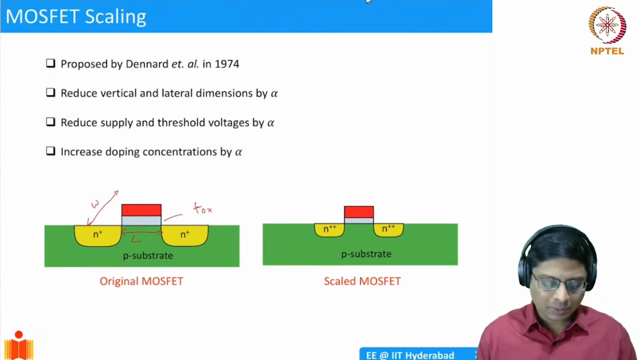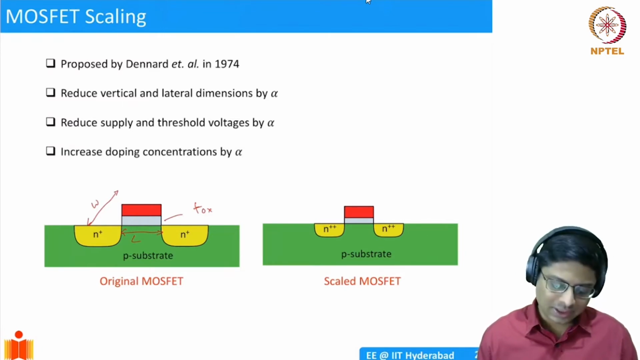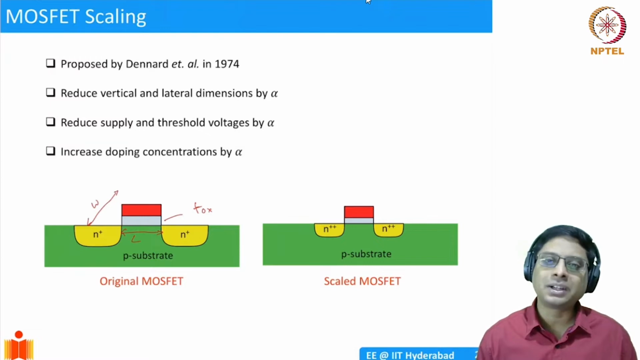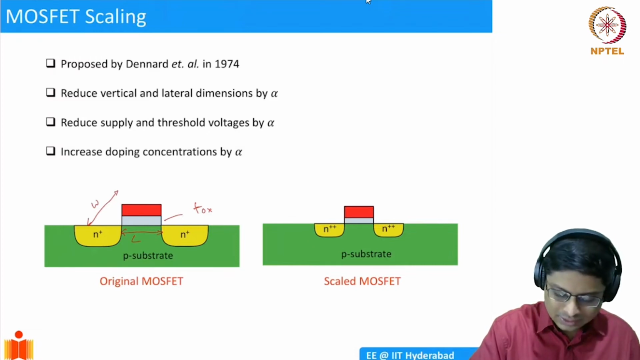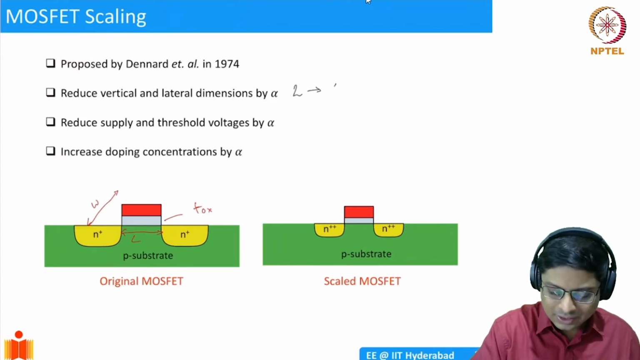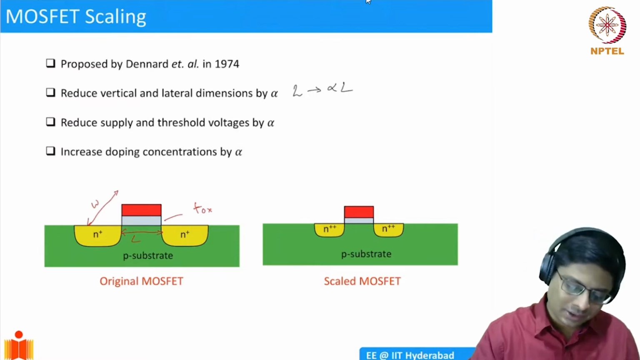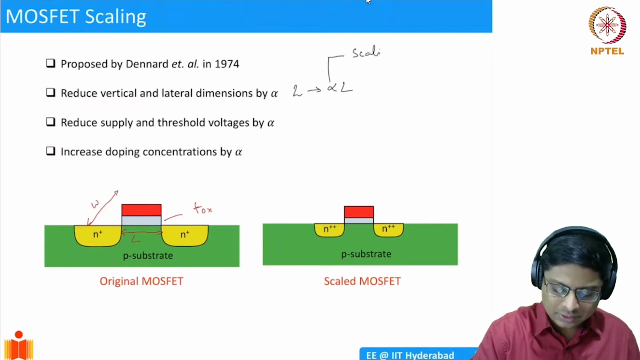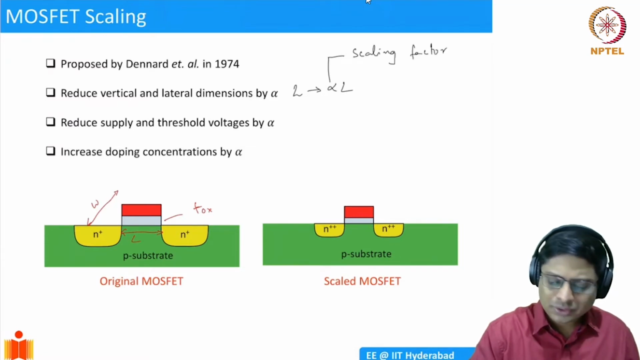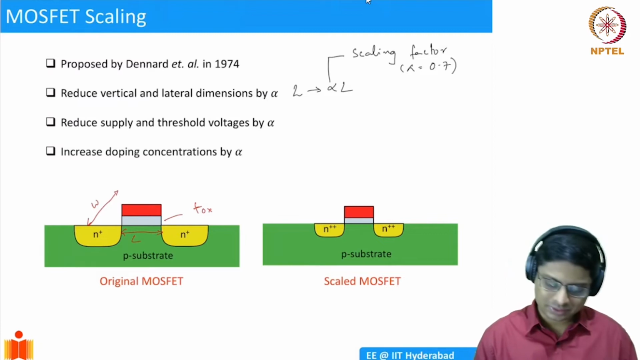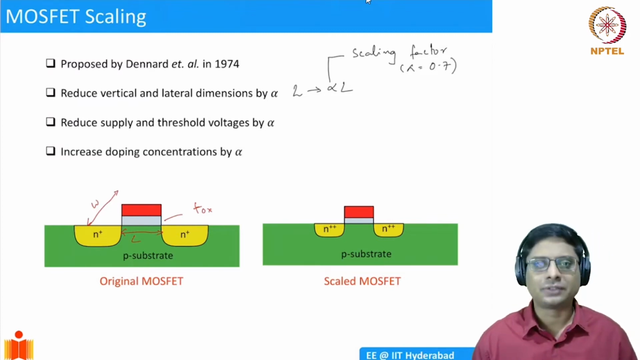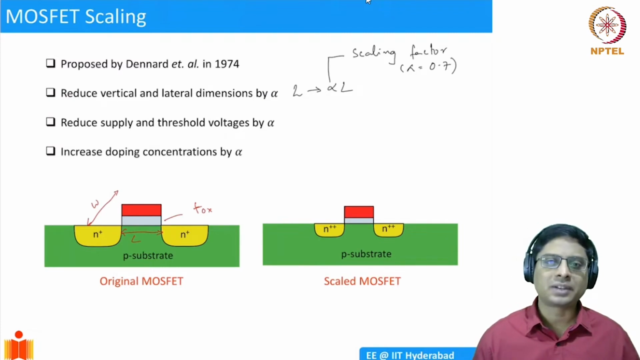So what Dennard proposed in 1974 was this. Let's reduce the vertical and the lateral dimensions by a factor alpha. So let's say we have the length L, I'll make it alpha times L. So I'm introducing a scaling factor, which I'll call alpha. Okay. And for today, we will assume that it is 0.7. Alpha equal to 0.7. So we are essentially reducing the size by about 30%. Okay. And if L was initially 1 micron, then after the scaling, L becomes 0.7 microns.